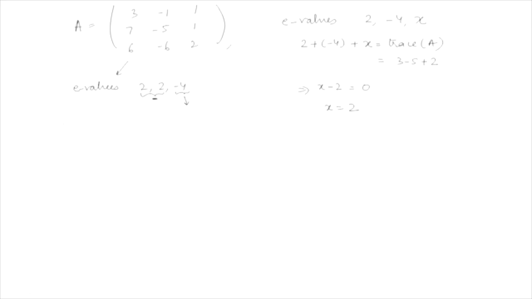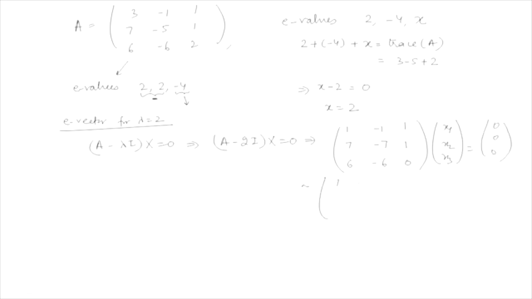So, let us find the eigenvector corresponding to lambda equal to 2. How will you find it? A minus lambda I times x equal to 0. This implies lambda is 2, so put it in. What is A minus 2I? It is 1 minus 1 1, 7 minus 7 1, 6 minus 6 0, times x, meaning x1, x2, x3, equal to 0, 0, 0.